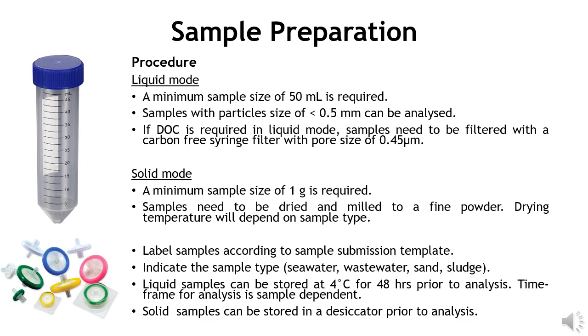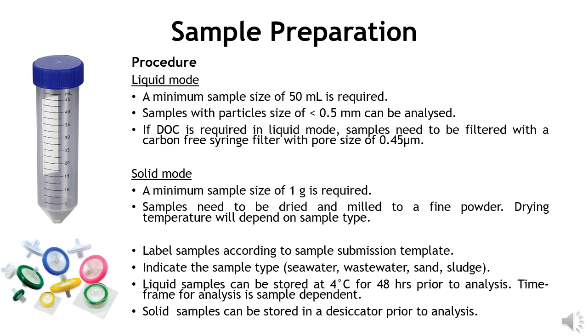For TOC analysis, sample preparation is required. In liquid mode, a sample size of 50 ml is required. If your sample contains particles, the particle size should be less than 0.5 millimeters to prevent clogging of the sample transfer line. If dissolved organic carbon is required, samples should be filtered with a carbon-free syringe filter with a pore size of 0.45 micron and compatible with your sample type.